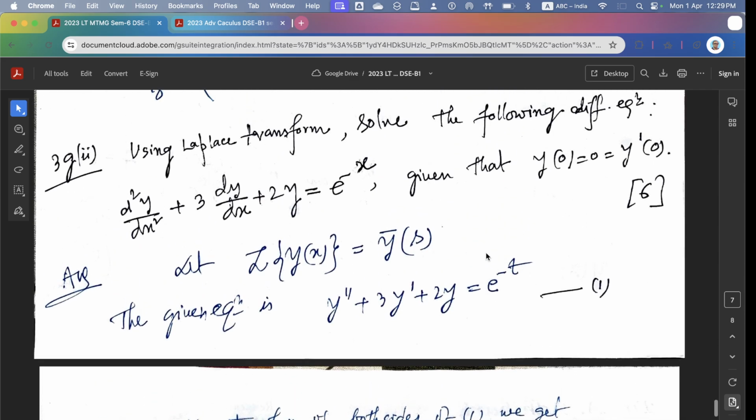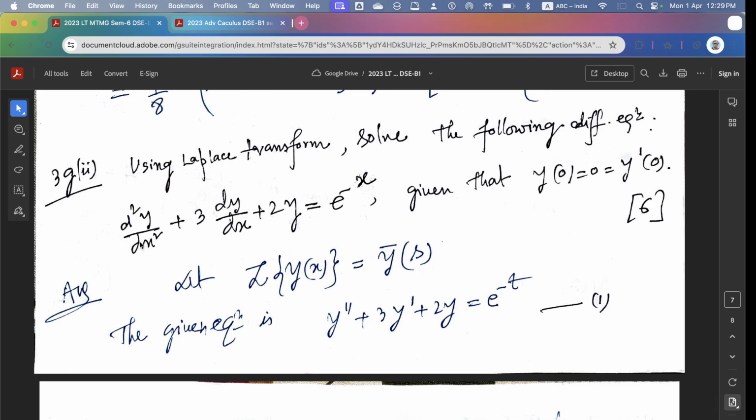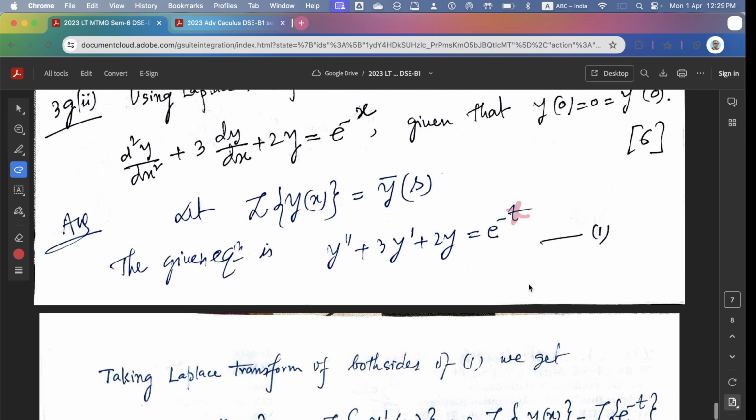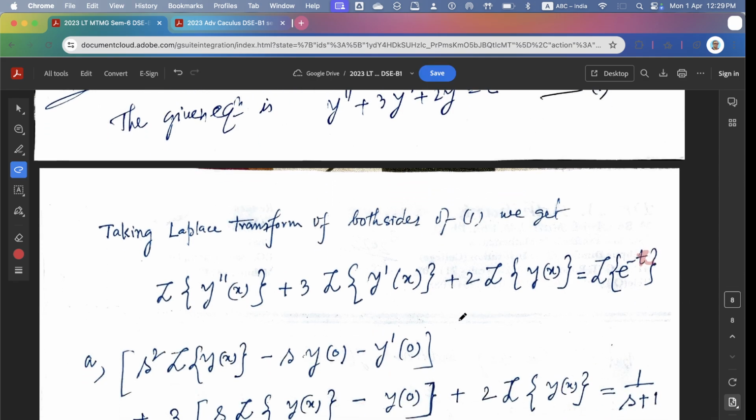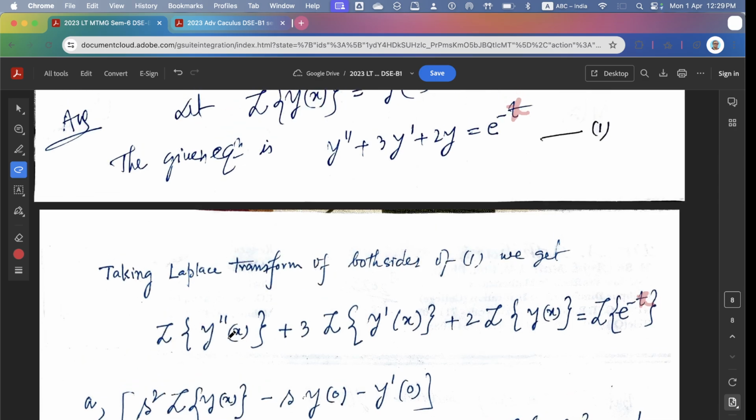Actually, this is the function of x. So actually we write here x in place of t. Otherwise, okay, this is L of y double dash plus 3 into L of y dash plus 2 into L of y(x) equal to L of e to the power minus x.